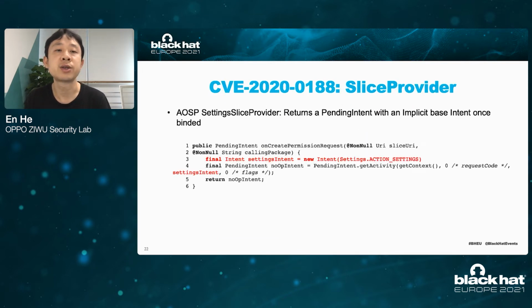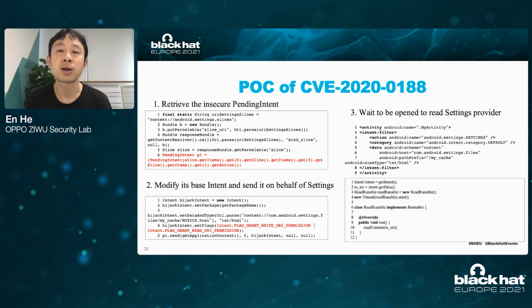The first one is CVE-2020-0188. It's from a slice provider, the AOSP Settings slice provider. It returns a pending intent with an implicit base intent once bound. The POC is very straightforward. Step 1. Retrieve the insecure pending intent by binding the slice provider. Step 2. Modify its base intent and send it on behalf of Settings. Step 3. Wait to be opened to read the Settings provider.